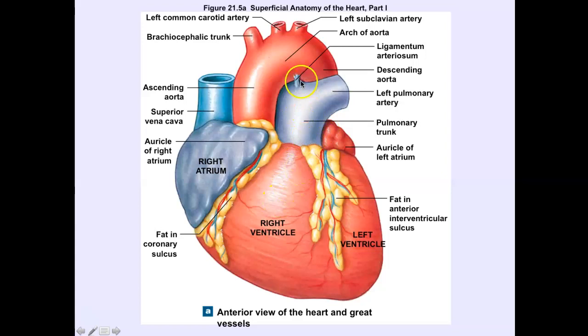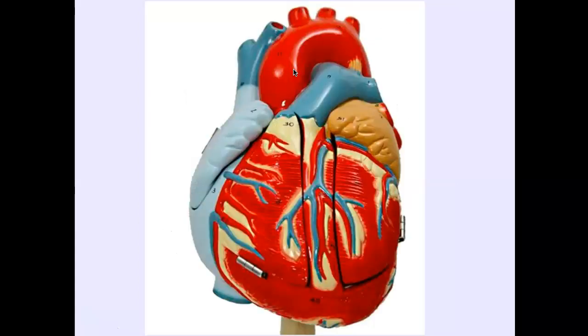Here's our pulmonary trunk. I'm going to talk about this ligamentum arteriosum in the blood vessels chapter, but this is a remnant of a fetal blood vessel. So, but you need to know this ligamentum arteriosum. Let's take a look at the heart model in class, just for fun.